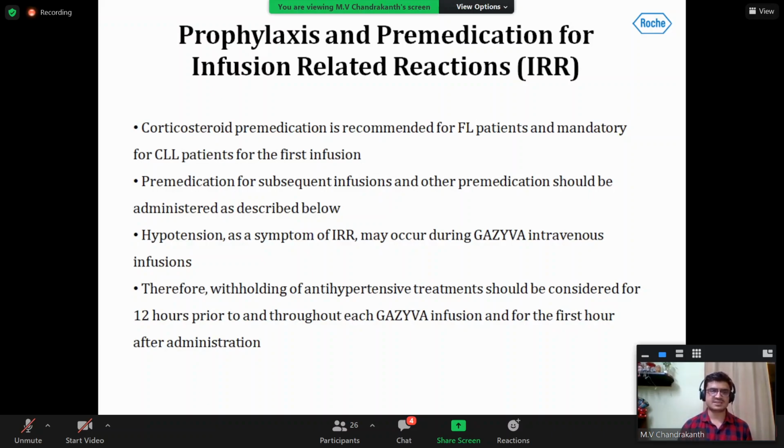Hypotension as a symptom of infusion-related reaction may occur during Gazyva intravenous infusions. Therefore, we must withhold antihypertensive treatments 12 hours prior to and throughout Gazyva infusion and for at least 1 hour after administration. So very importantly, if you're planning a Gazyva infusion, we must give corticosteroids in CLL patients, and it is recommended in follicular lymphoma patients. And we must skip the antihypertensive dose 12 hours prior, during, and 1 hour after infusion.